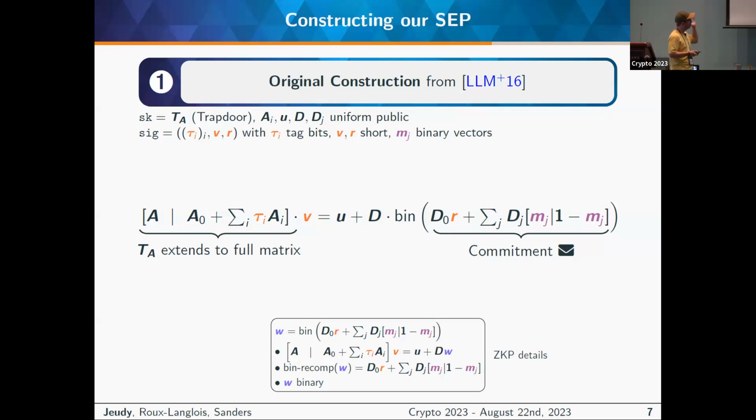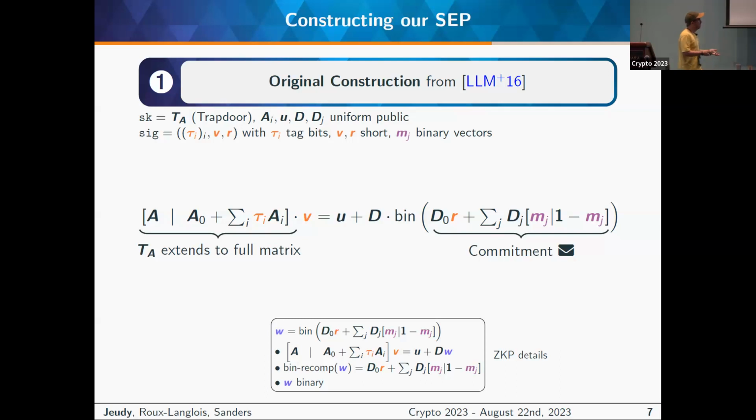So what we would do to prove this statement in zero knowledge is define this binary decomposition as an intermediate witness, W, then prove that this whole matrix times V equals U plus DW, prove that the binary recomposition of W is equal to the commitment, and then prove that W is binary. But we have all these intermediate steps which essentially deteriorate the zero knowledge argument and in turn the proof size.